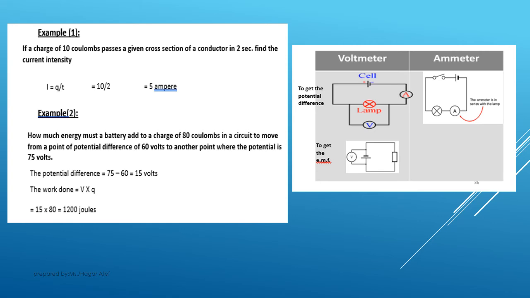Example number 2: how much energy must a battery add to a charge of 80 coulomb in a circuit to move from a point of potential 60 volts to another point where the potential is 75 volts? The potential difference equals 75 minus 60 equals 15 volts. The work done equals potential difference V times quantity of a charge Q, so equals 15 times 80 equals 1200 joules.